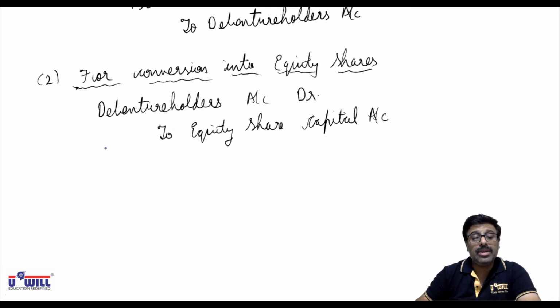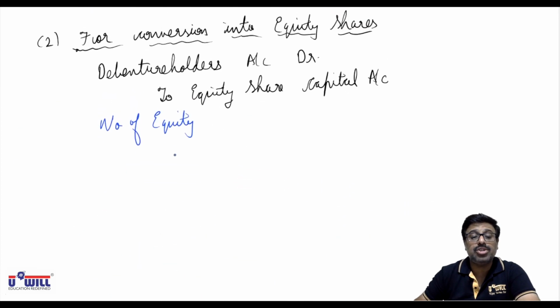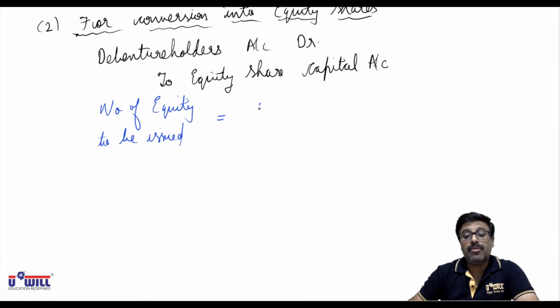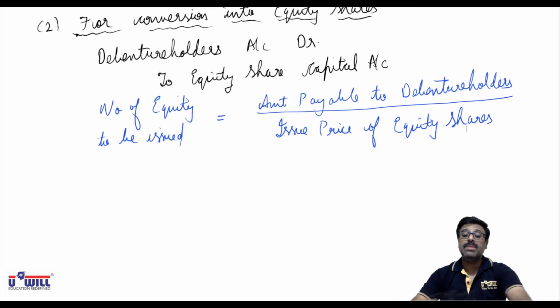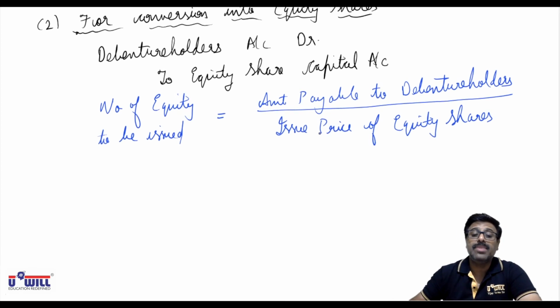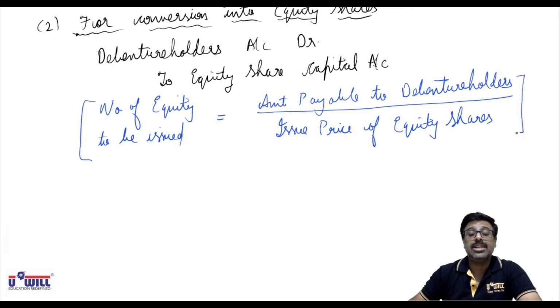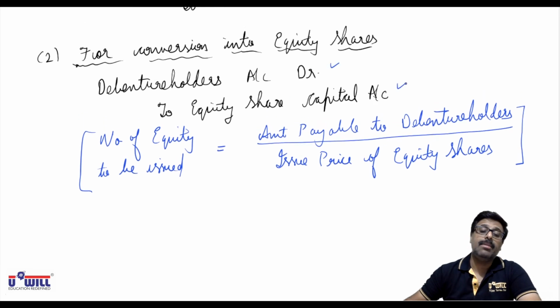And the number of equity shares we have to find, because if they are issued at premium or discount, like we issue debentures at premium or discount, we have to find the number of debentures to be issued. Same way, if equity shares are issued at premium or discount, we have to find the number of equity shares to be issued. So that would be the amount payable to debenture holders divided by the issue price of equity shares. Here we are finding the number of equity shares to be issued. If equity shares are issued at par, then face value; at premium, then face value plus premium; at discount, then face value minus discount. So this working we have to do only if equity shares are issued at premium or discount. Otherwise these two amounts will exactly match.